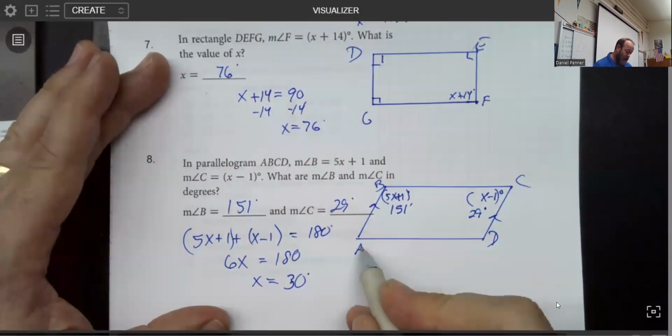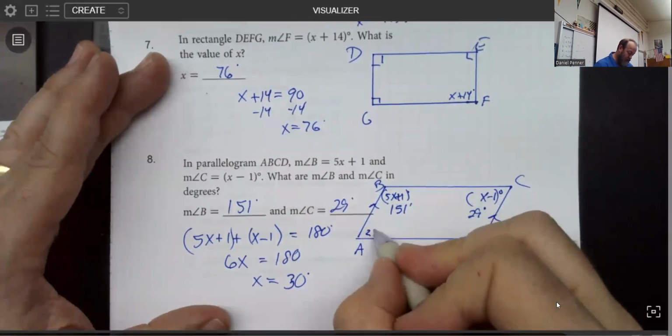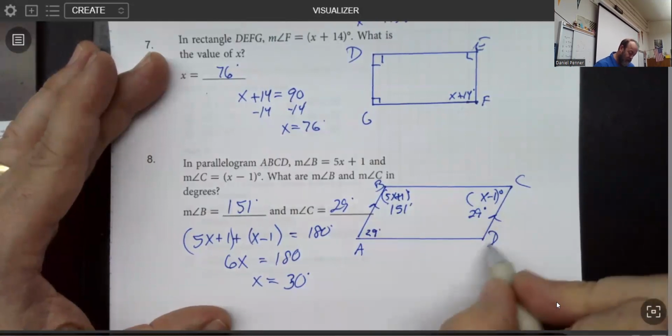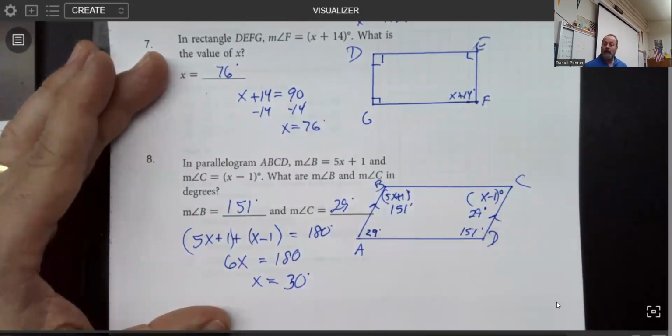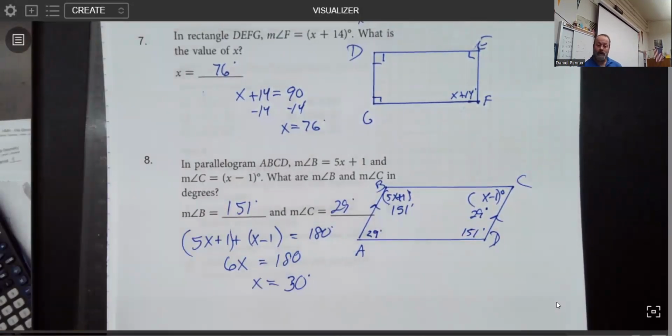Remember, that also makes A 29, and it makes D down here 151 because opposite angles are congruent. So again, be aware that we could switch it up and ask it in a slightly different way.